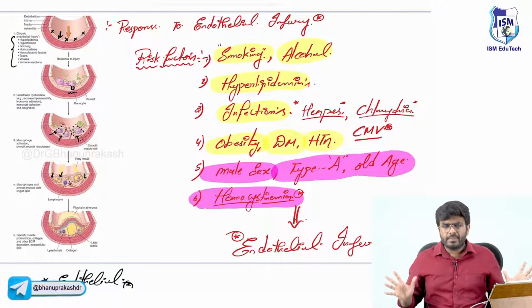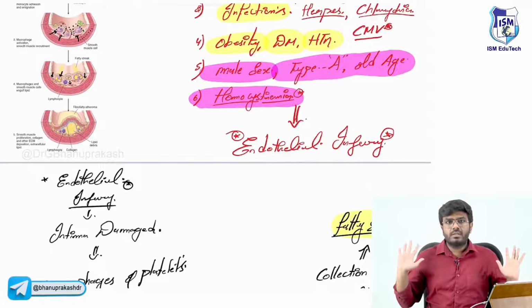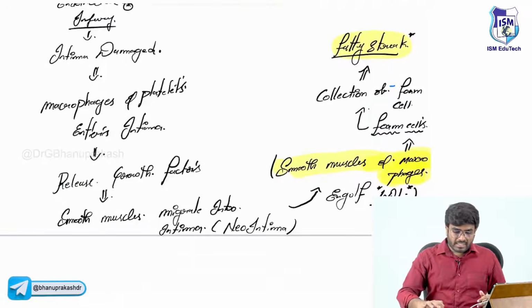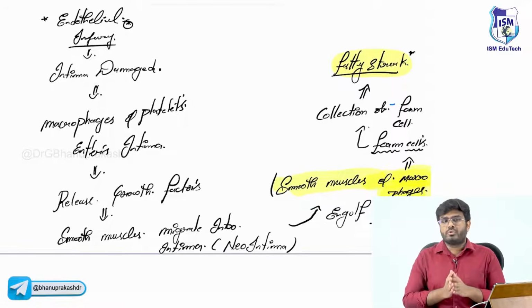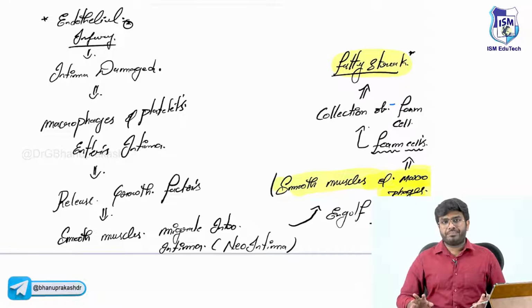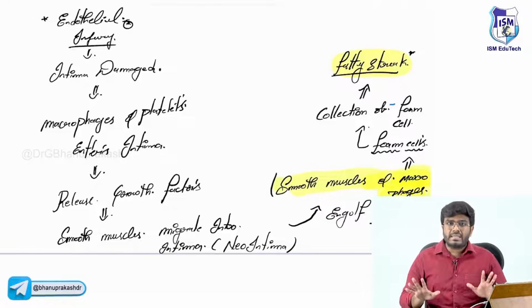So this homocysteine will also damage the endothelial cells. But at the end of the day, the endothelial cells are getting damaged. Now there should be a response. The body is responding. How is the body responding? Whenever there is an endothelial injury or intimal injury, the macrophages and the platelets start to get into the vessel wall. Now they are starting to enter into the tunica intima.